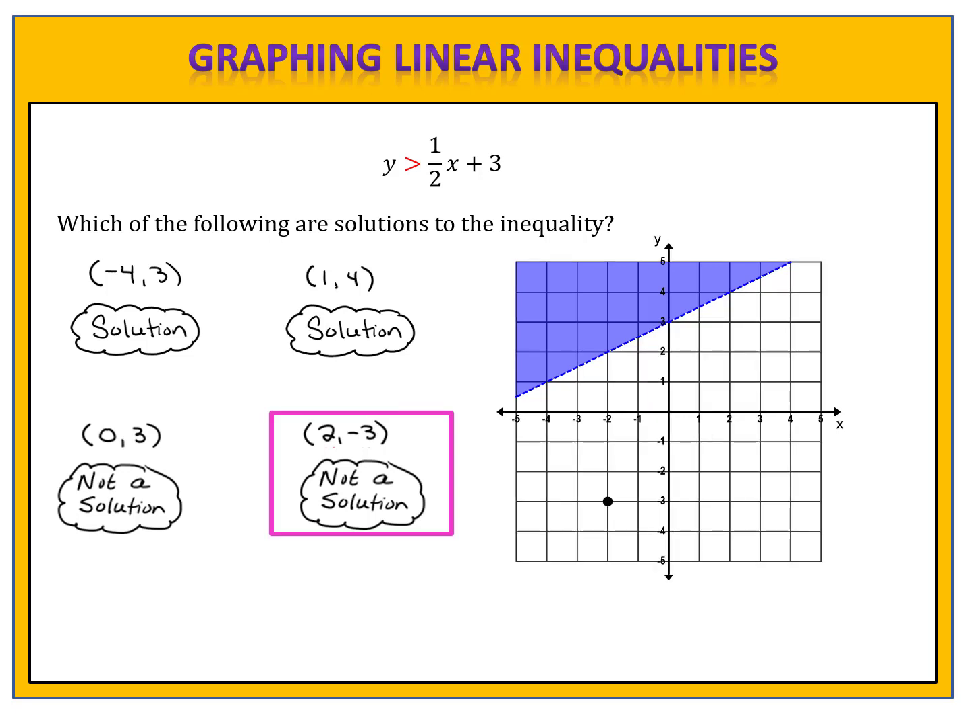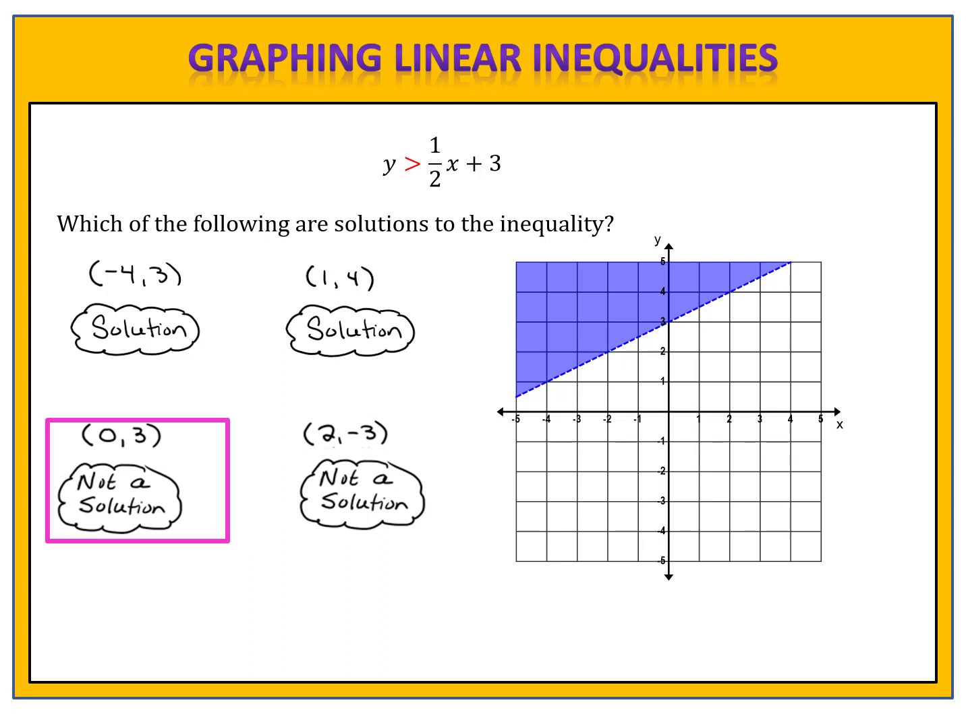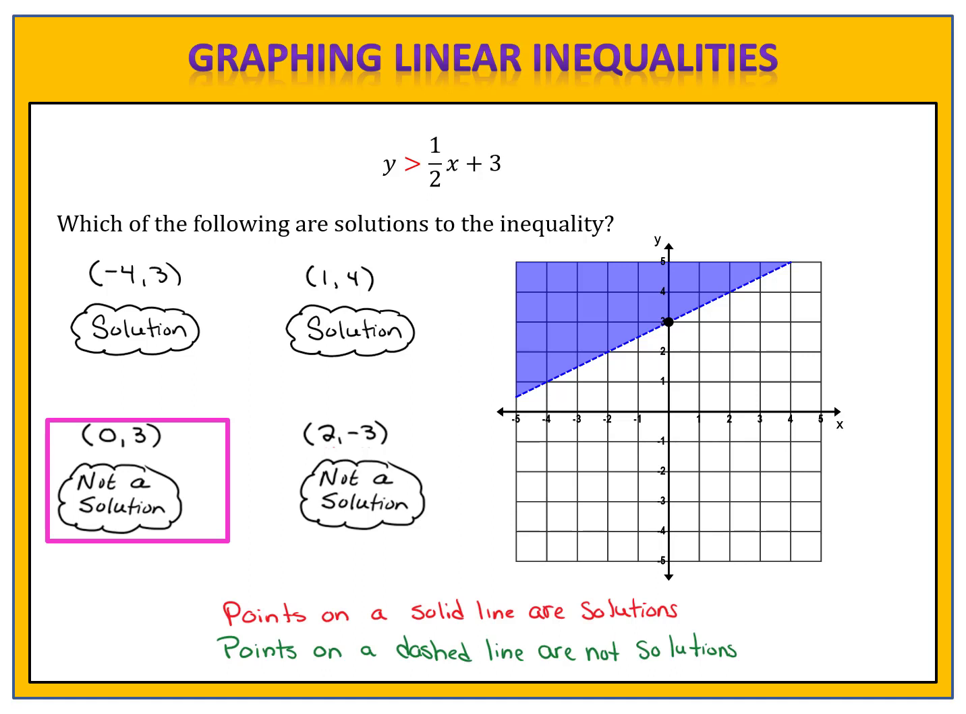Consider the point 2, -3. That's not in the shaded region of the graph, and therefore is not a solution. Consider the point 0, 3. 0, 3 is directly on the line. This line, however, is a dashed line. Therefore, this point is not a solution. Points that are on a solid line are considered solutions. They will make the inequality true. But points that are on a dashed line are not solutions. They will make the inequality false.